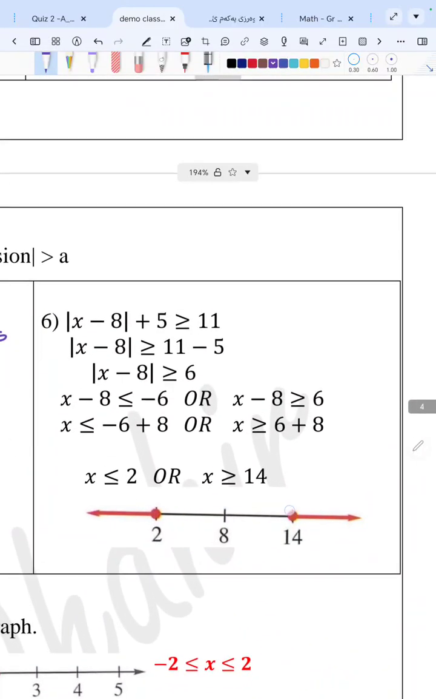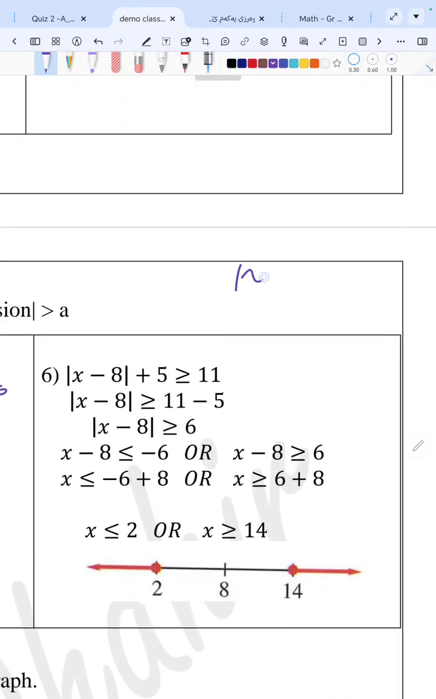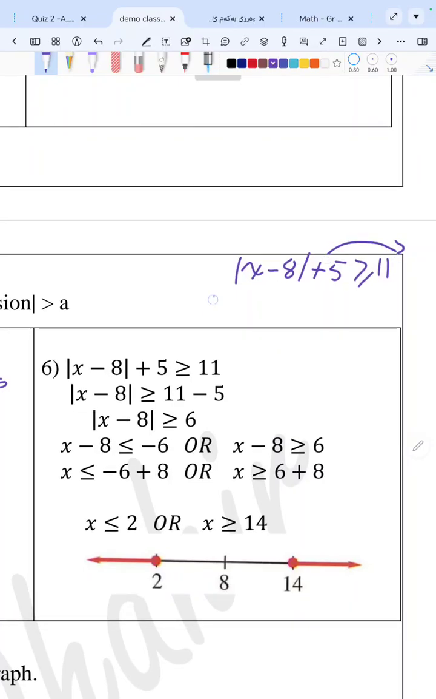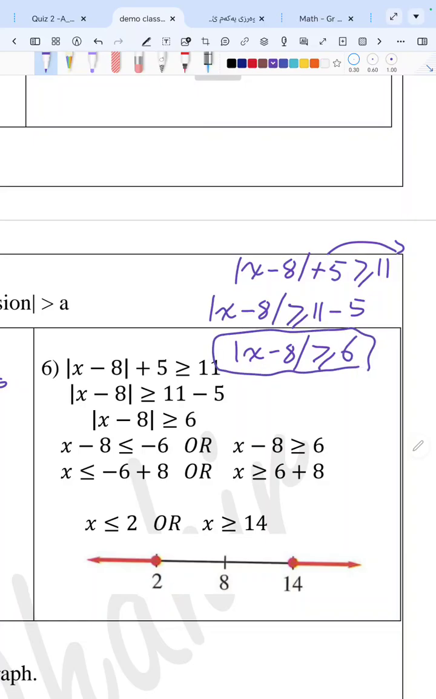Another example. We have the absolute value of x minus 8 plus 5 is greater than or equal to 11. Again, move 5 to the other side. It will be 11 minus 5, okay? The absolute value of x minus 8 is greater than or equal to 11 minus 5, which equals 6. Now, can I keep it like this? No, you have to complete it. In this step, you can decide if it is and or if it is or. It faces the absolute value, so it will be or.